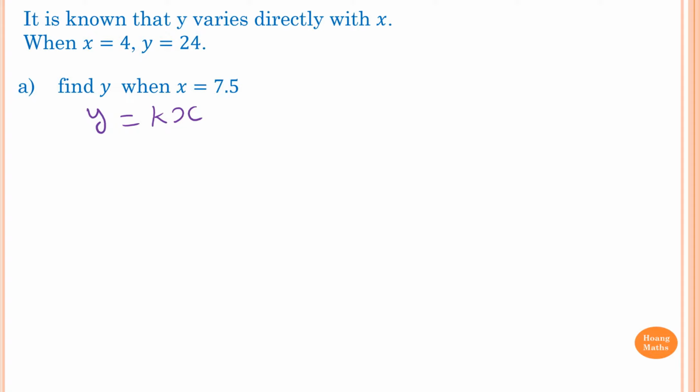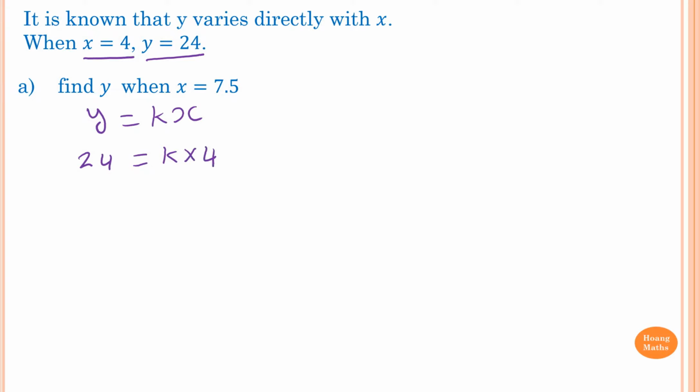And then we need to find the rule for this situation here, which is when x is 4, y is equal to 24. So substitute the values in to find k. That's step number 2. So 24 is equal to k times 4.